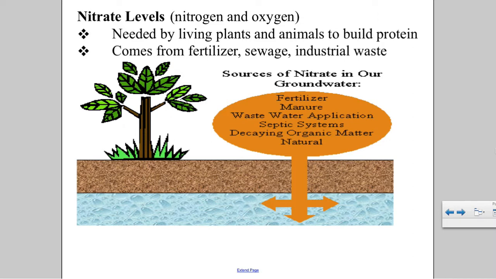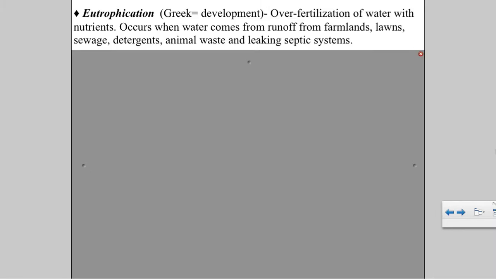Now with this, sometimes farming, because farming does provide this as well as our natural life provides nitrates, you could come across something called eutrophication. Eutrophication comes from a Greek word which means development. And eutrophication is the over-fertilization or the overdevelopment of water with nutrients. Too much of anything could be a bad thing. So if there's too many nutrients in the water, that's considered eutrophication.